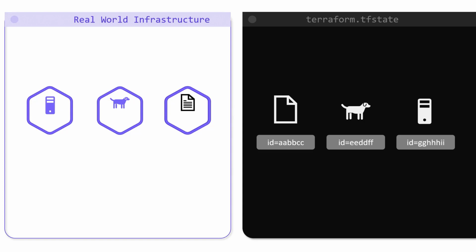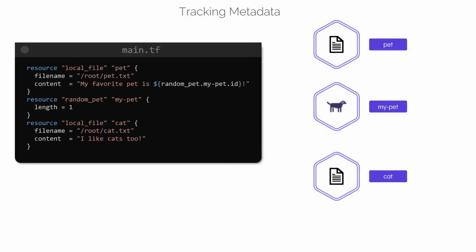Besides the mapping between resources in the configuration and the real world, the state file also tracks metadata details such as resource dependencies. Earlier, we learned that Terraform supports two types of dependencies, the implicit and the explicit. If we inspect the example configuration file, we can see that we have three resources to provision here. The local file resource called pet depends on the random pet resource. This is evident from the content argument in the local file resource block that uses a reference to the random pet resource. The local file resource called cat is unrelated to the other, and hence it can be created in parallel with the random pet resource.